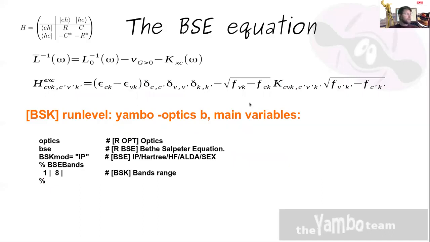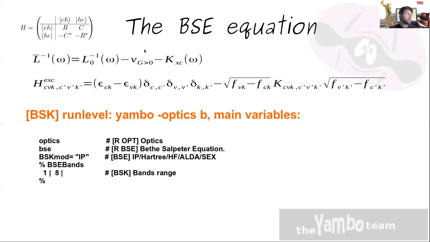Once you have all these ingredients, you are ready to perform a Bethe-Salpeter simulation. Now, the Bethe-Salpeter equation is a Dyson equation, which you can write in this form. And this L naught is nothing but the energy difference between valence and conduction.